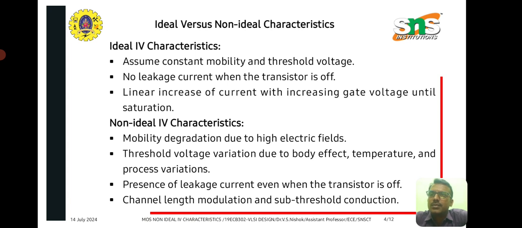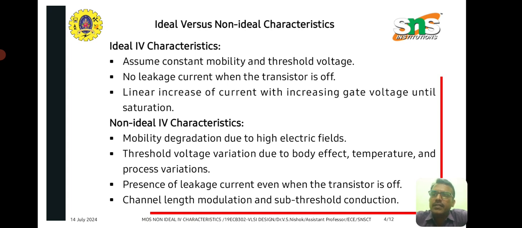That is, we are assuming constant mobility. The mobility of N-type material or P-type material is kept constant throughout all the regions, and the threshold voltage of transistors is also kept constant, and there is no leakage current when the transistor is off. Linear increase of current with increased gate voltage until saturation. So this comes under the ideal IV characteristics.